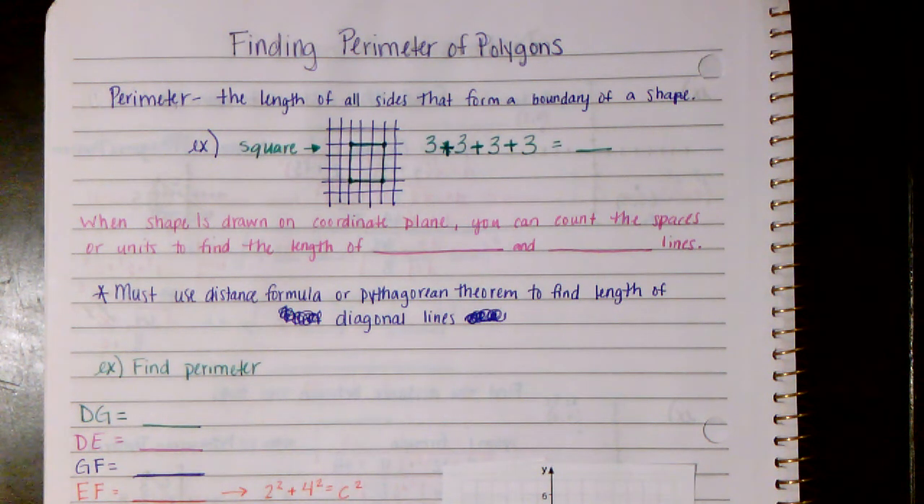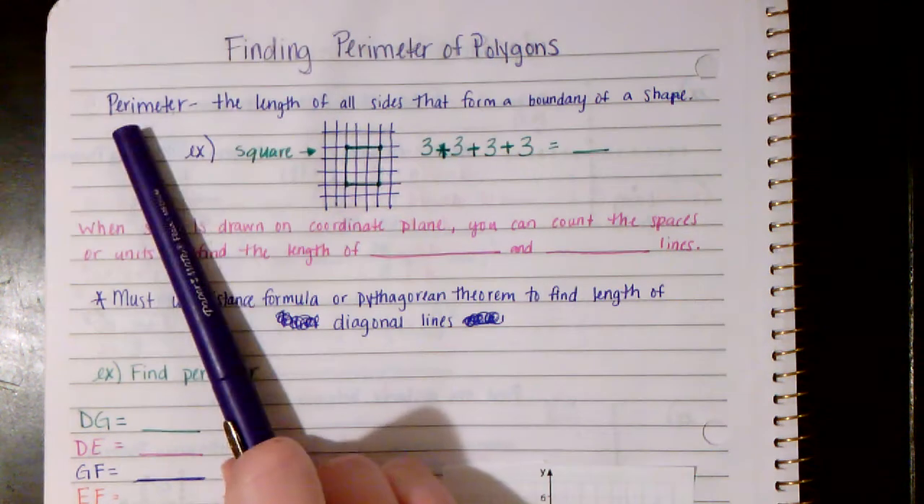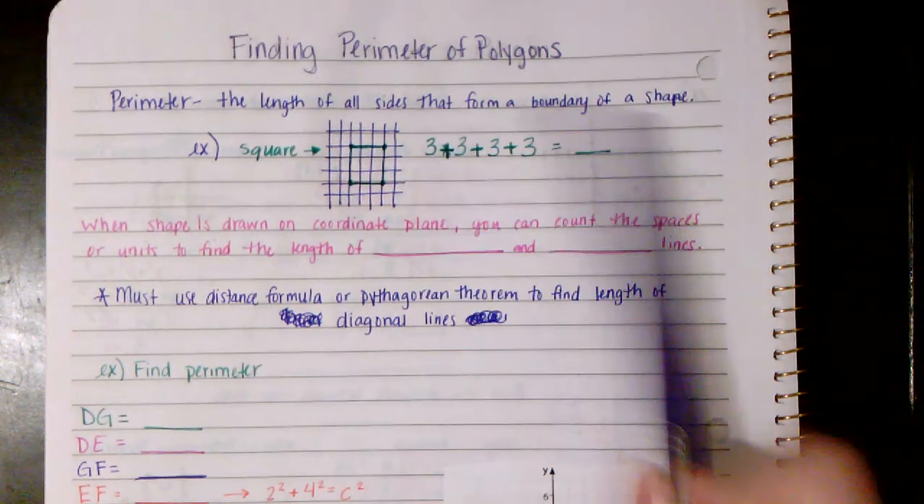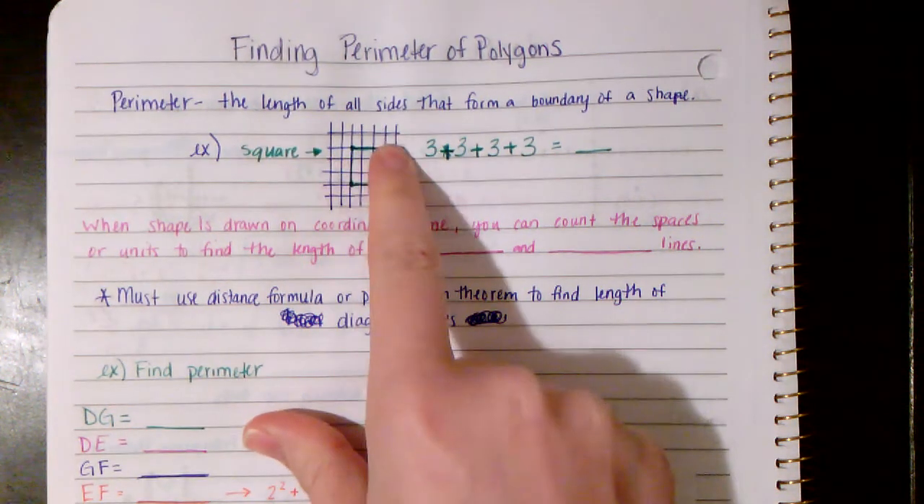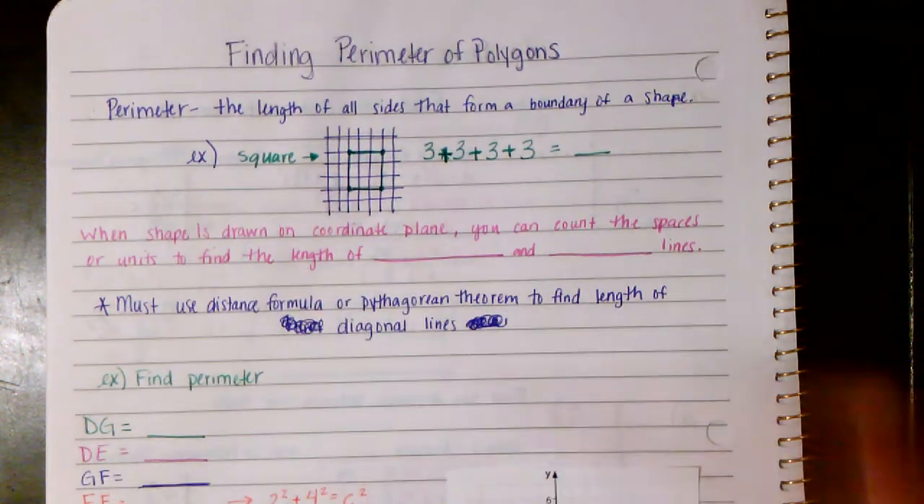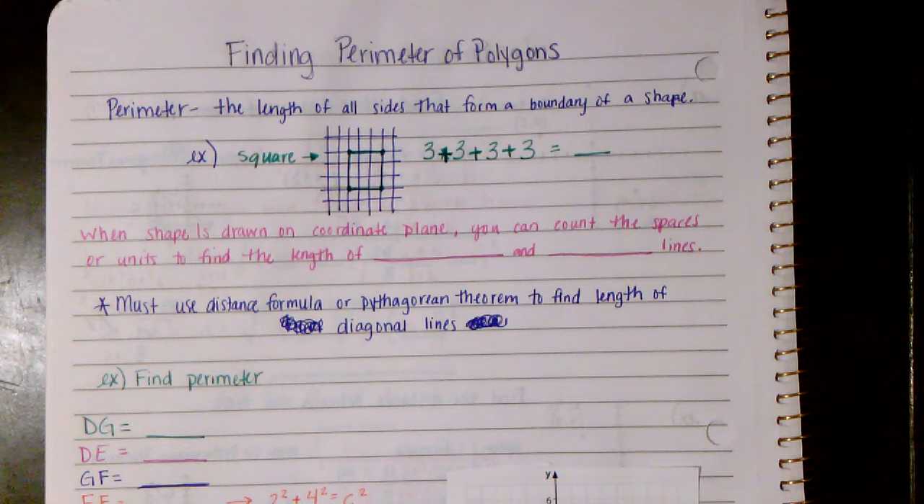So the first part of the notes tells us what perimeter is. So perimeter is the length of all the sides that form a boundary of a shape. So if we figure out the length of each side and then we add it up, that'll be what the perimeter is. This first one is pretty simple. It is just a simple square.